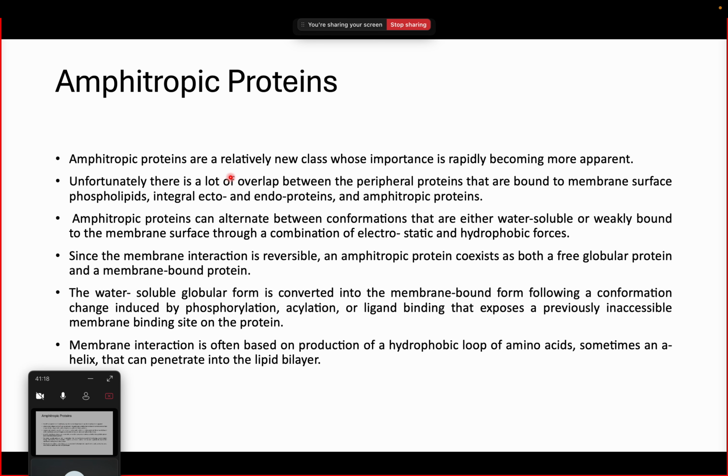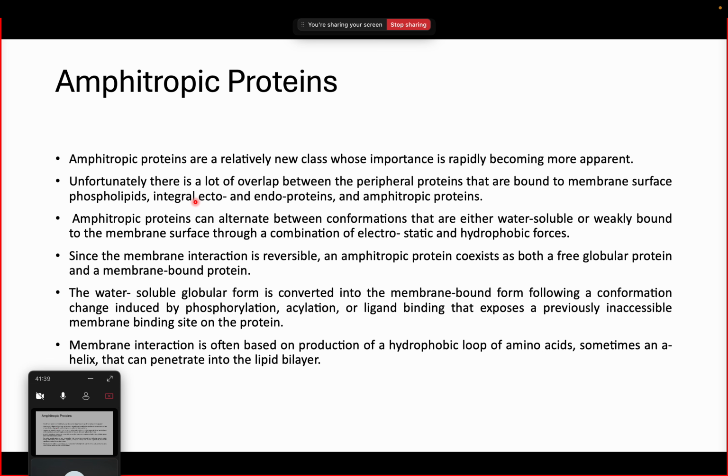So amphitropic proteins are a relatively new class whose importance is rapidly becoming more and more apparent. Unfortunately, there is a lot of overlap between peripheral proteins that are bound to the membrane surface phospholipids, integral, ecto and endoproteins, and amphitropic proteins. We're going to discuss this in literally the next slide. Okay, don't worry about this.